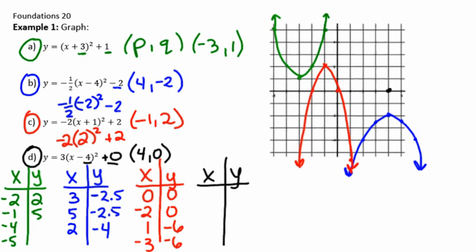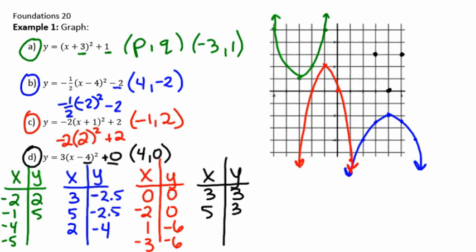So let's say 3. When my x is 3, 3 minus 4 is negative 1, squared is 1. 1 times 3 is 3. So it should be at 3 and 3. Now I can predict based on symmetrical properties. When my x is 5, it should also be at 3. But let's put that in and double check. 5 minus 4 is 1, squared is 1, times 3 is 3.